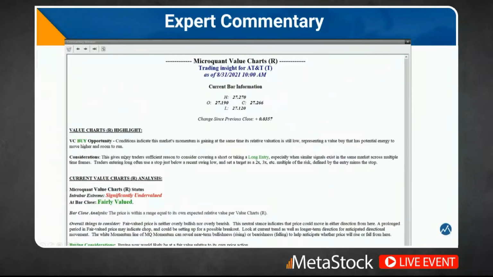Okay, and you can see there's considerations here. And you also get a bar close readout, which tells us what it was at the close, not just at the peak. So you get a bunch of different things here when you get signals set up on the chart. So it's really helpful to have that expert commentary.